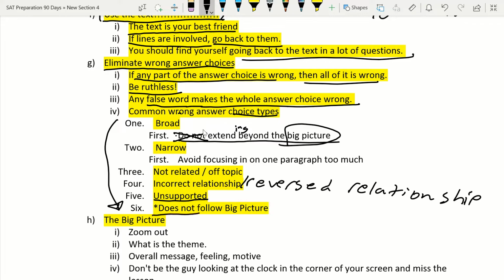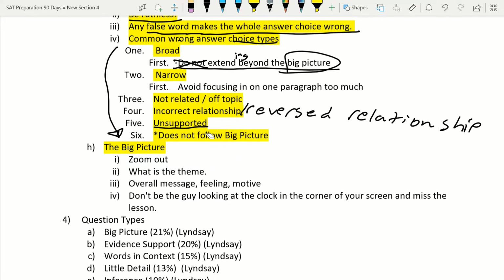And then the last one, number 6, is doesn't follow the big picture. Before I get into that one, I'll go ahead and explain what the big picture is. This is an idea on the SAT reading section that we need to zoom out and focus on the theme of the passage, right? The overall purpose, the overall message, what is the author trying to communicate with this passage? That's the big picture.